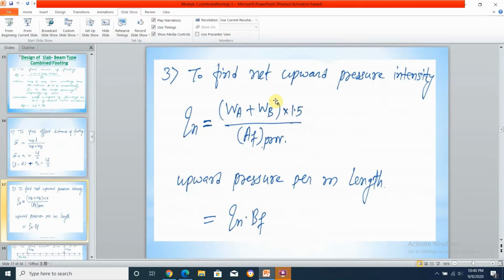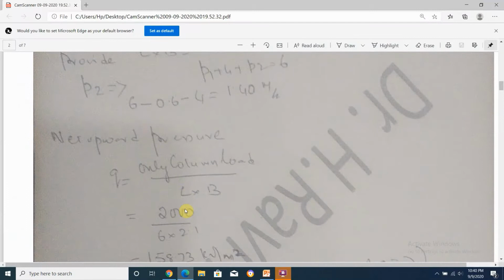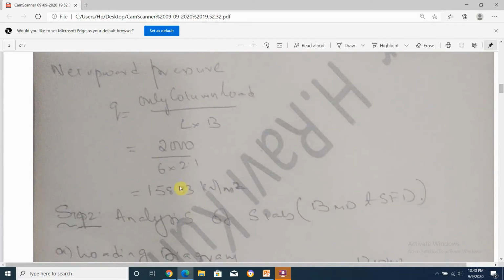And this is with respect to the ultimate load method or limit state method. So hence in this problem, to find the upward pressure, only the column load is considered, divided by the area of the footing, L into B. So you have the column load 2000 by the footing 6 into 2.1, you get 158.73 kilonewton per meter square.